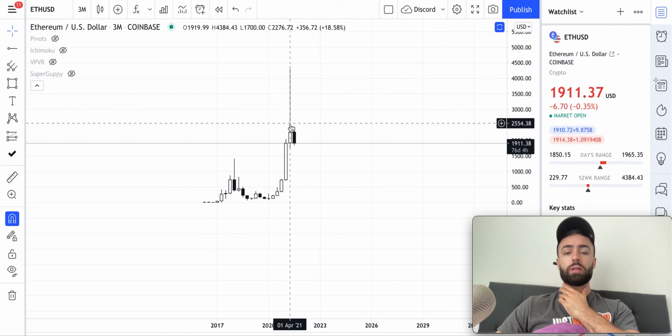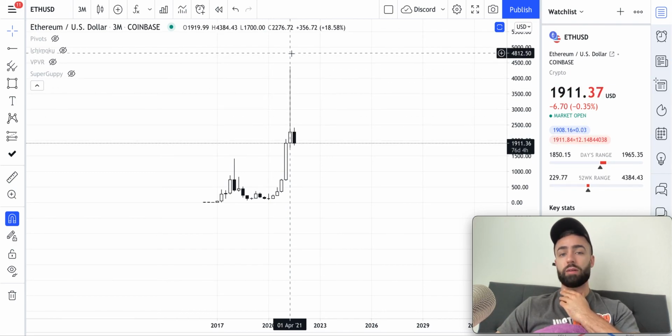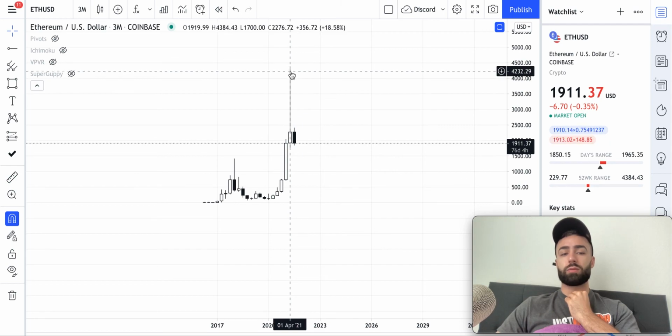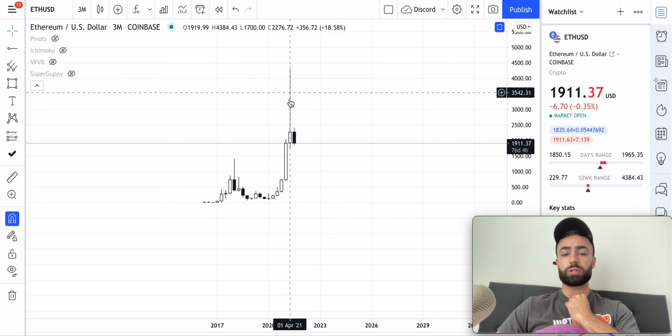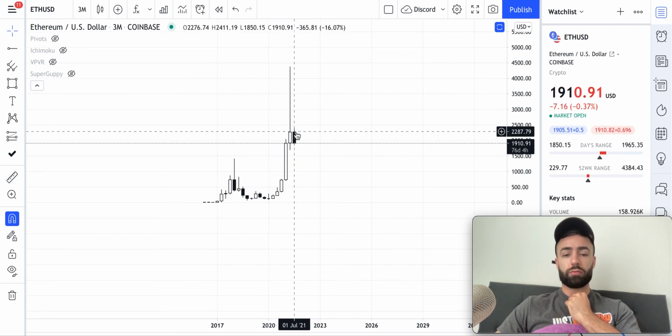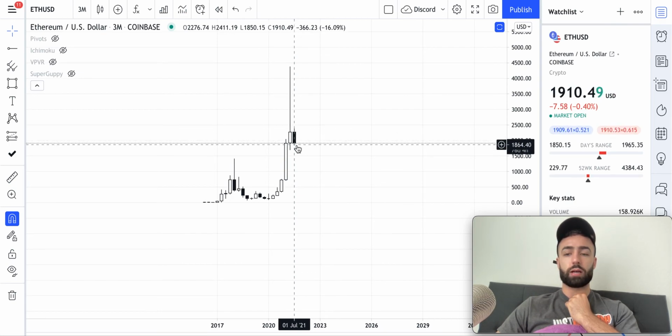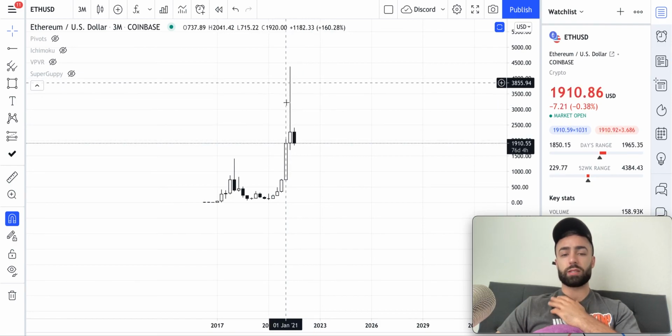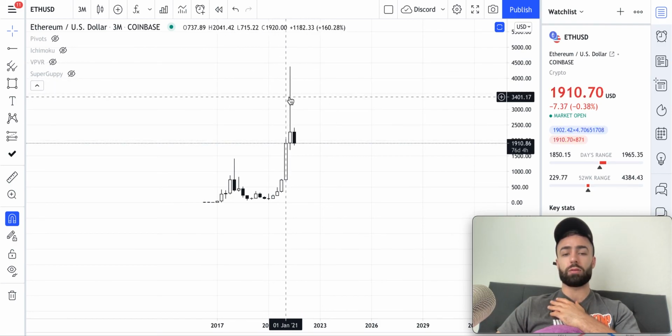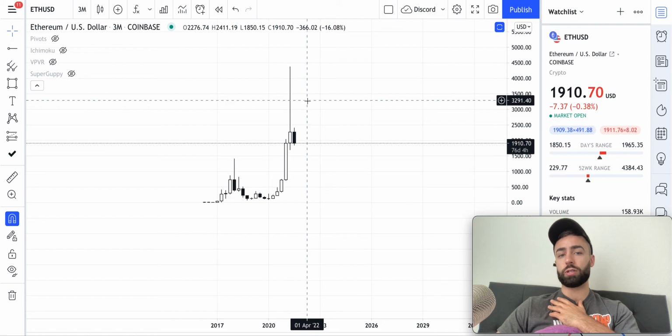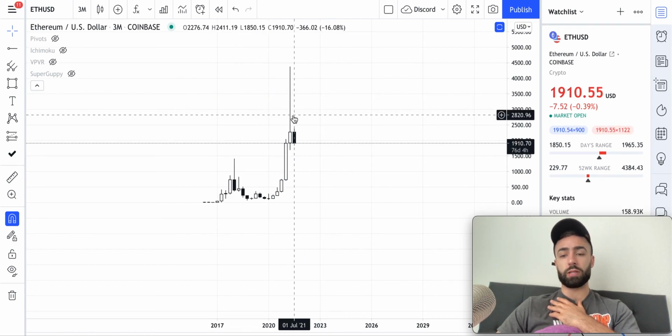This is a really long upper wick of people taking profits on this rise in price. We went up to about 4,400 almost. Since the 3-month open of this candle, you can see we've drawn down basically the entire time, which is to be expected. If you look at the 3-month time frame and you see that candle, there's no way you can look at that and be bullish, in my opinion, in the short term at least.